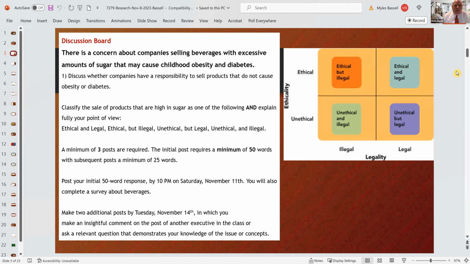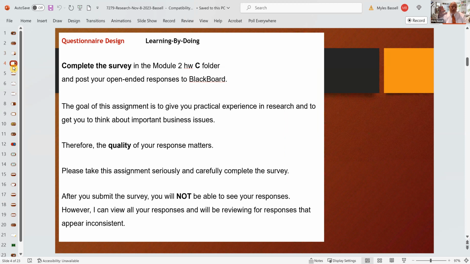So let's keep going. So that's something that'll be interesting for us to work on together. There's also something else that, of course, is very relevant to our course, is you're going to complete a survey about beverage consumption. And the consumption rate or usage rate of products is something that is typically researched in business.